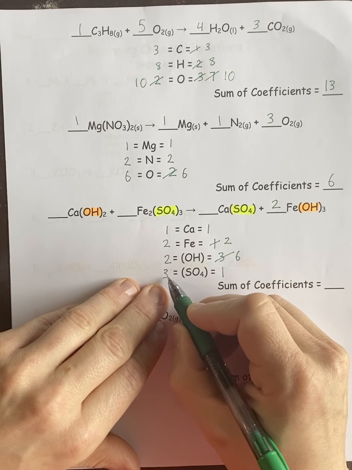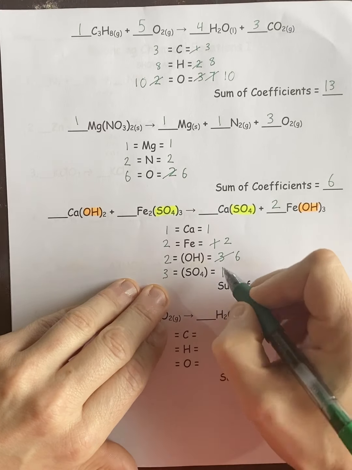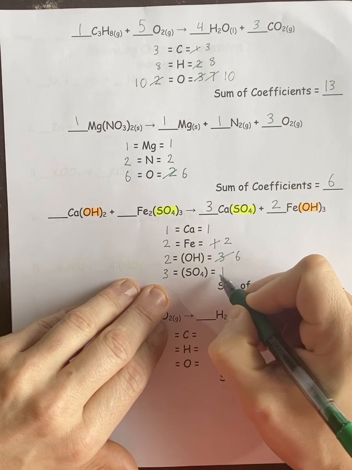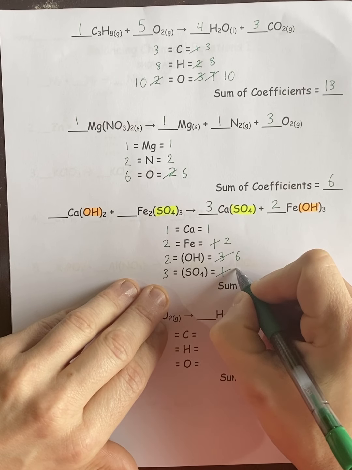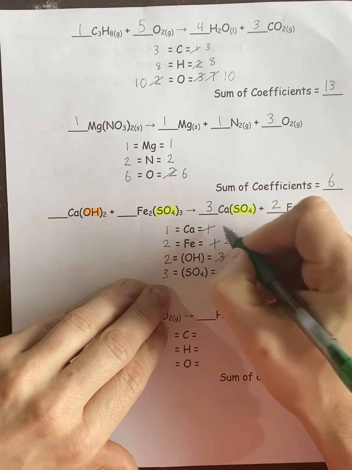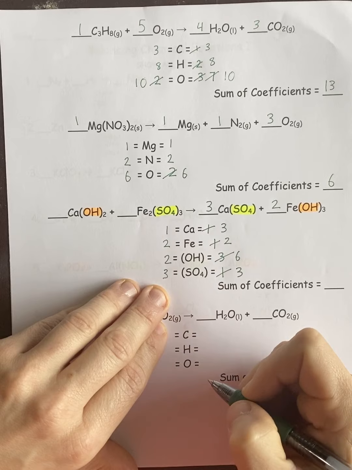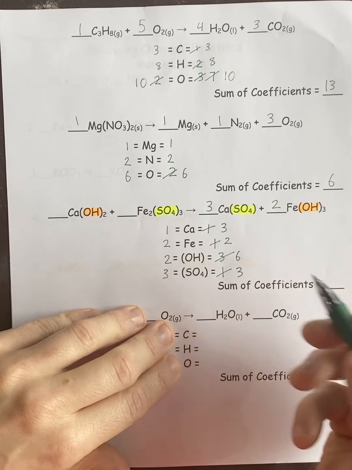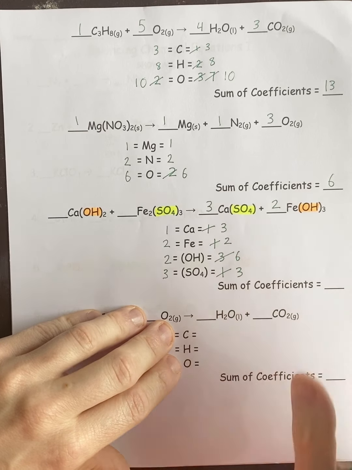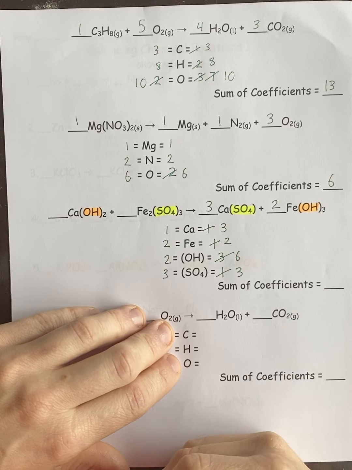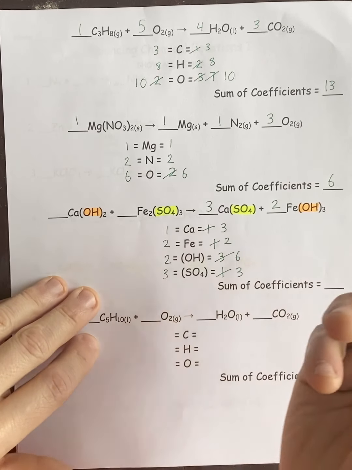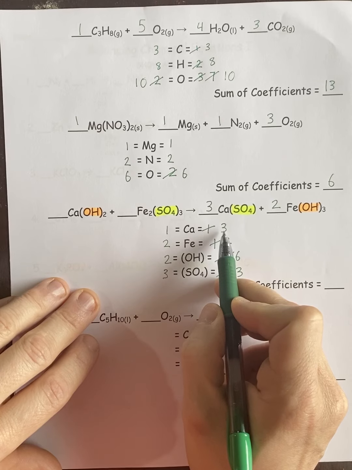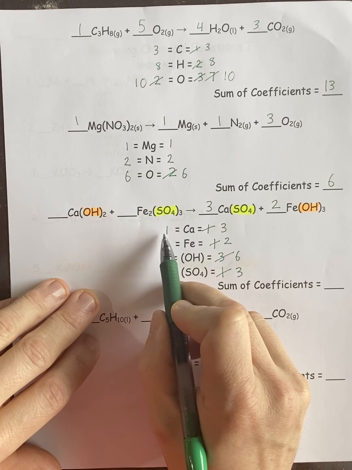So I have 3 SO4s on the left. I need 3 on the right. So I have to put a 3 there, which gives me 3 SO4s, and it gives me 3 Ca's. Again, the Ca's were balanced, and now they're not. I'm not going to worry about it, and I'm just going to now fix the next problem. So the way I fix the next problem, let's fix the Ca's. I have 3 on the right. I'm going to need 3 on the left now.